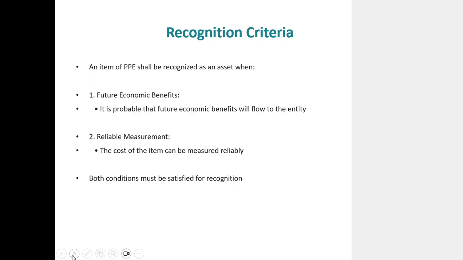What is the recognition criteria? An item of PPE shall be recognized as an asset when, number one, there are future economic benefits, that is, it is probable that future economic benefits will flow to the entity. Second, reliable measurement: the cost of the item can be measured reliably. Both conditions must be satisfied for recognition as PPE.